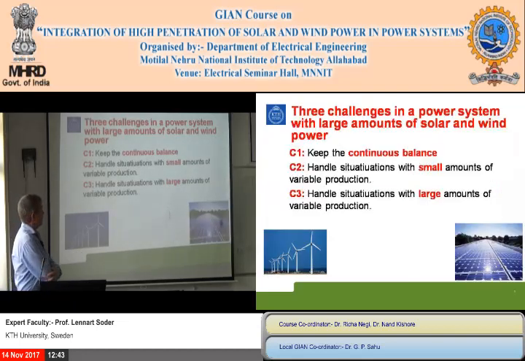These are the things that I will talk rather much about, and that is the challenges when you get large amounts of solar and wind power. I can draw this figure again. Another scale. We have demand here, and then we have, let's say, just put it in here somewhere, solar plus wind. And then we do it again.